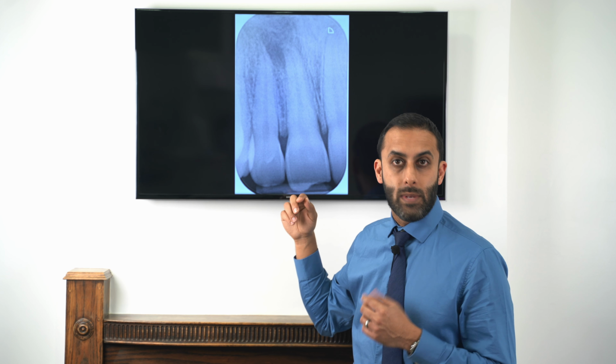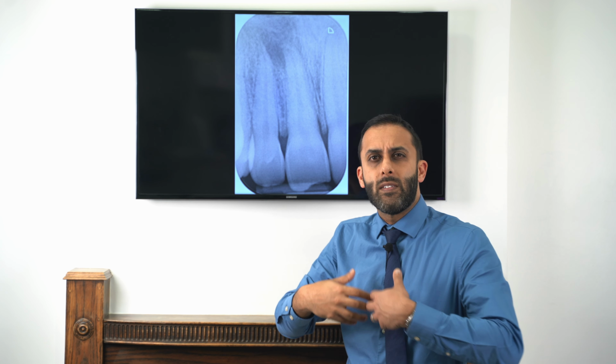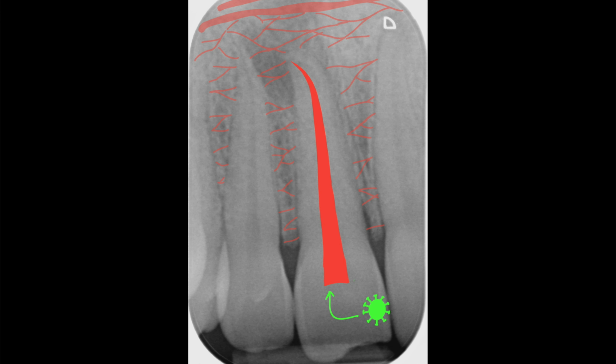If any bacteria manage to find their way into the root canal system, because the blood supply to the root canal system is so sparse, there isn't enough of a defense response to be able to defeat the bacteria. And so what happens is the bacteria multiply and multiply, and they occupy the whole of that root canal system at the center of the tooth.